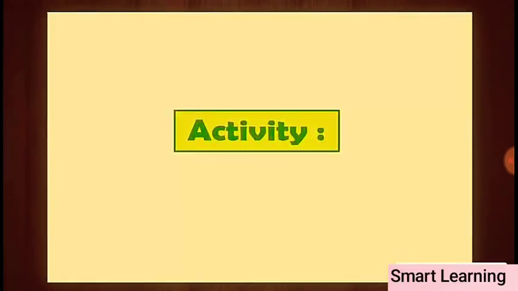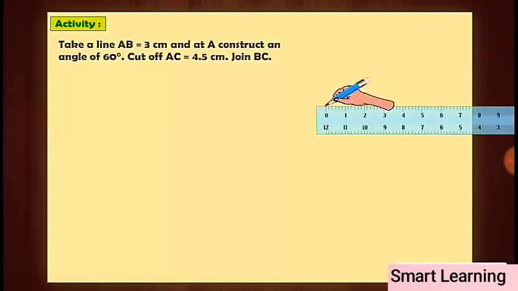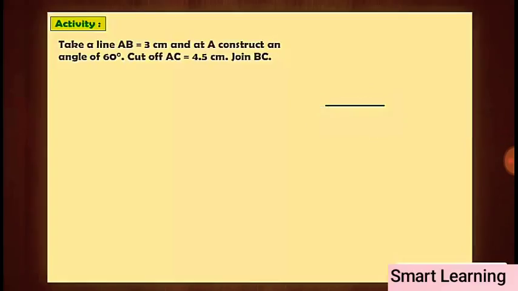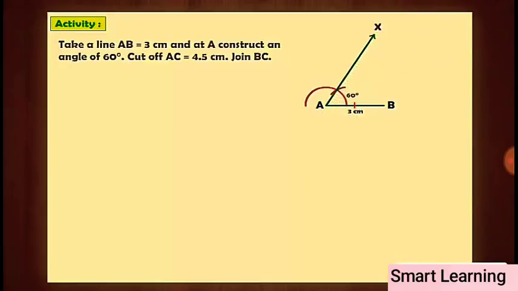Let us perform an activity. Take a line AB equal to 3 centimeters and at point A, construct an angle of 60 degrees. Cut off AC equal to 4.5 centimeters. Join BC.